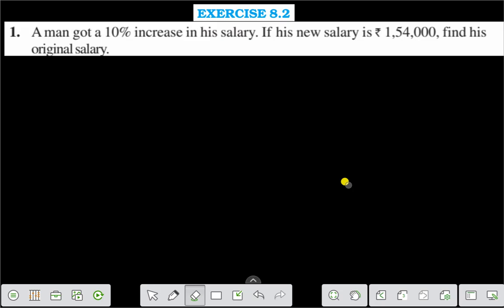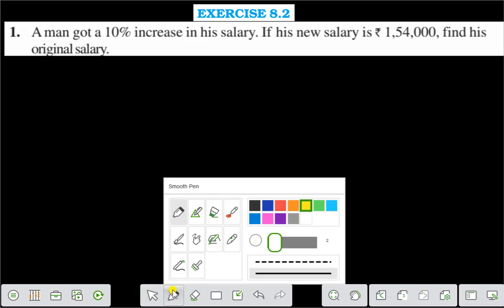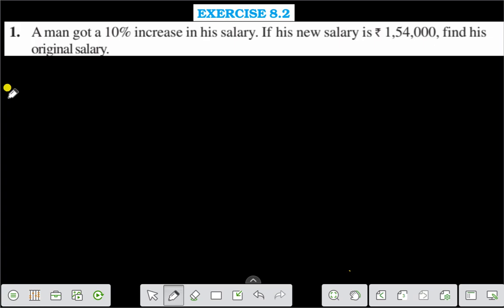A man got a 10% increase in his salary. If his new salary is rupees 1,54,000, find his original salary. Let us find. We'll solve this one in this way.